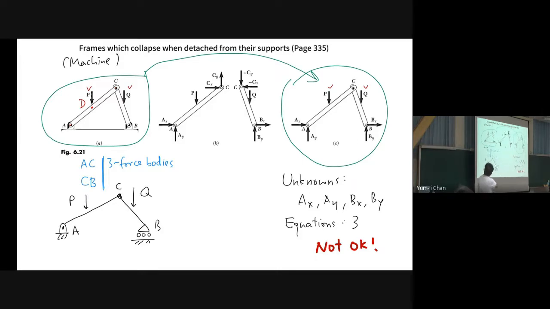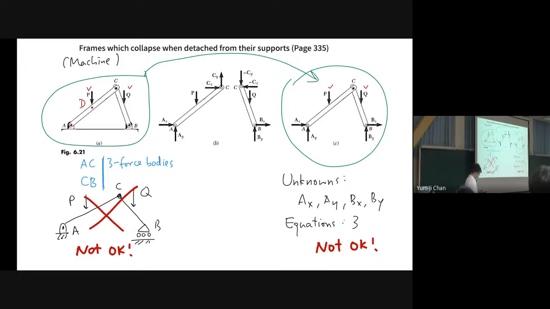Let's draw it like this. But this still looks strange, because if we put these 2 forces here and this one can slide, what happens? It will go like this, right? So this is not okay either. So what's the problem here?